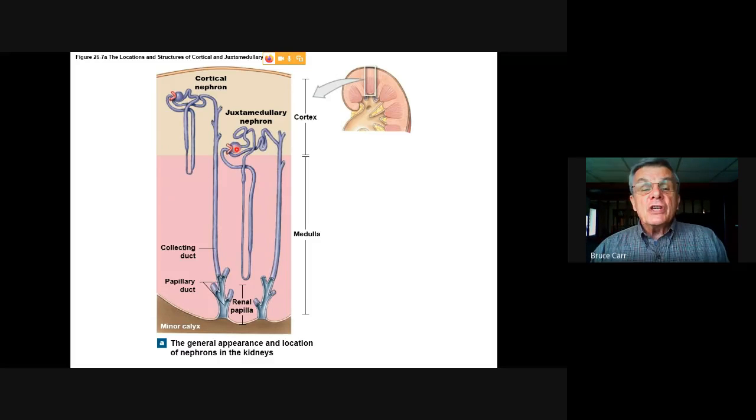If the glomerulus is deeper down, you'll notice there's a difference in the way the convoluted tubule is formed, but then the loop dips way down into the medulla and back out before the distal tubule and collecting duct are encountered.